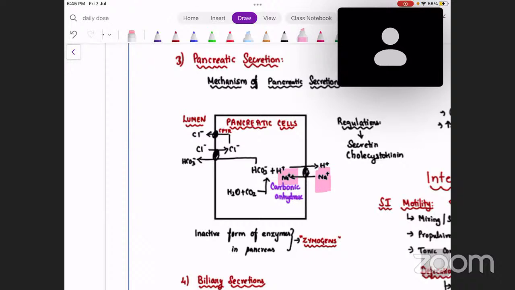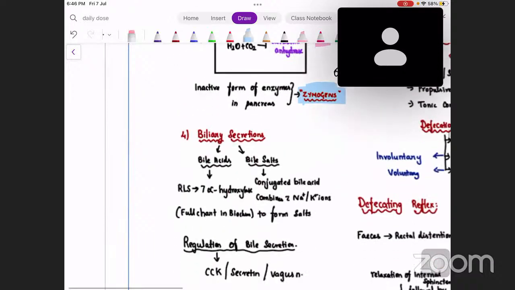The inactive form of enzymes in the pancreas is called zymogens. Very important MCQ: they may ask you what zymogens are. Inactive forms of enzymes in the pancreas are called zymogens. Regulation is mediated by secretin and cholecystokinin, the 2 regulators of your pancreatic secretion. You have to remember that.